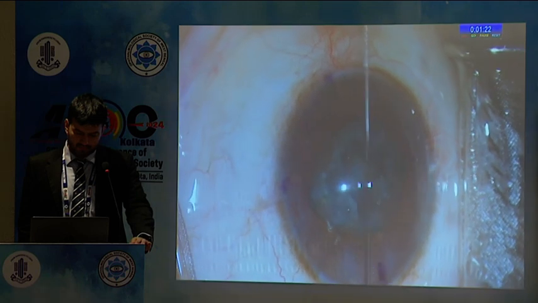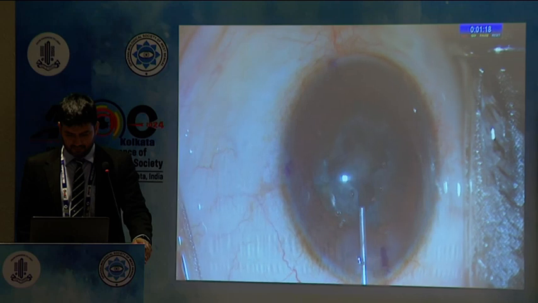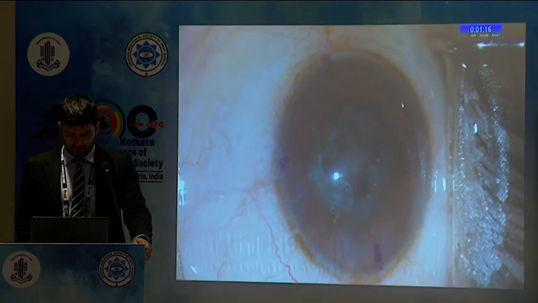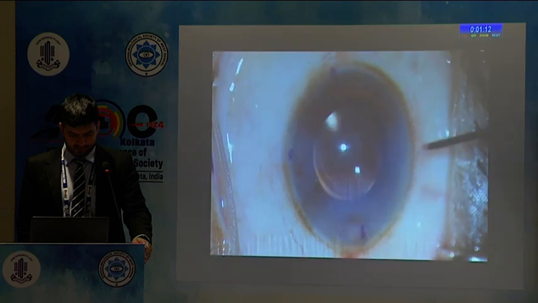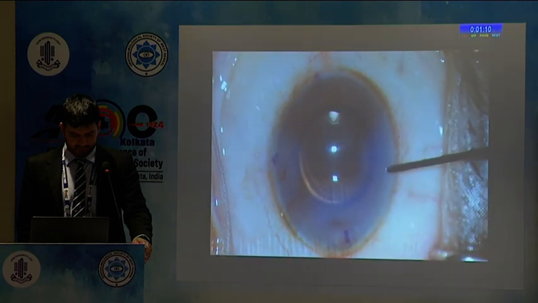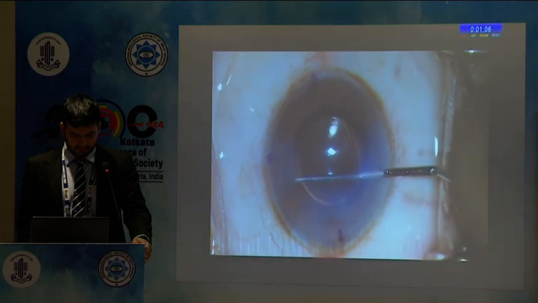Feeling helpless, I continued the case. I used epitate and viscoelastic injection to maintain the pupillary dilatation. And luckily for me, I could finish the case well and the lens was placed well in the position.